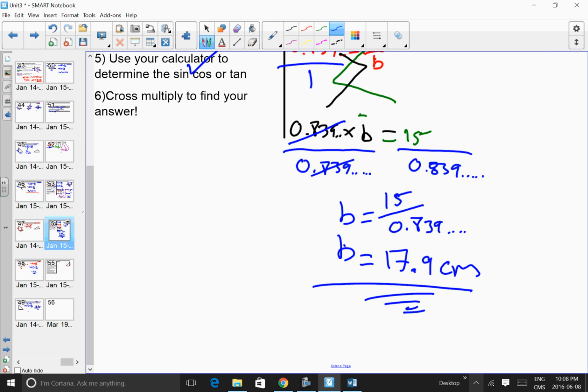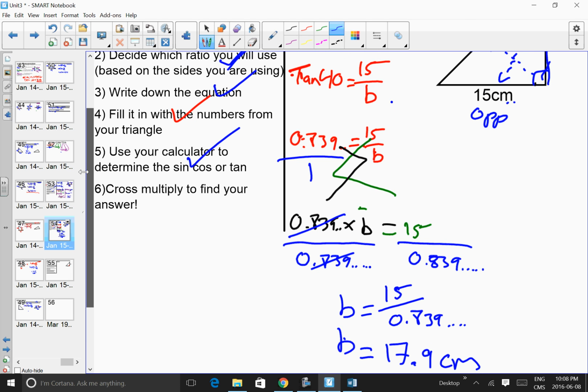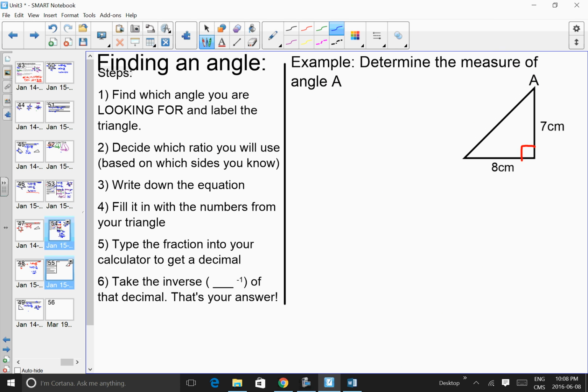All right, so it just has one extra step from the last question. When the letter is in the bottom, you'll have an extra step. All right, one last example, then I'm done, I promise. So finding an angle. This is the second thing we said we can do. Again, I wrote down all the steps for us.